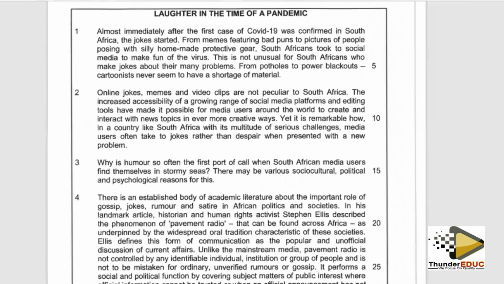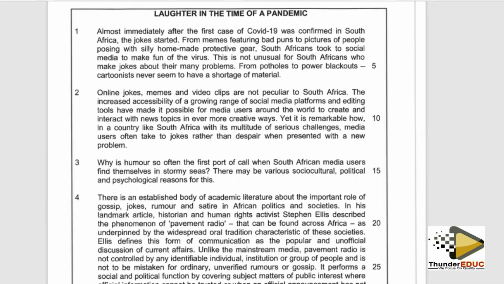Paragraph 2, or paragraph 3. Why is humor so often the first port of a call when South African media users find themselves in stormy seas? There may be various socio-cultural, political, and psychological reasons for this. This clearly was what we call a rhetorical question. So he starts off paragraph 3 with a rhetorical question that includes the reader into the paragraph to also try and come up with solutions and reasons why media users would find themselves in such situations. That is what we call a rhetorical question.